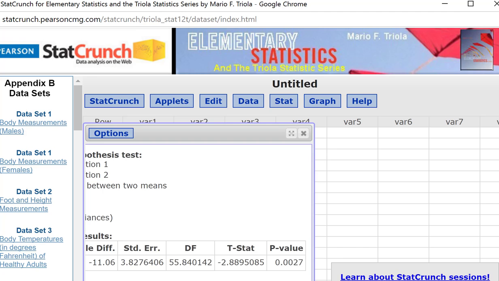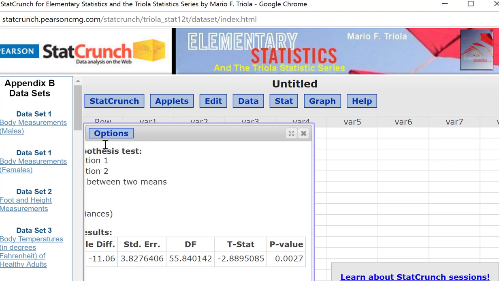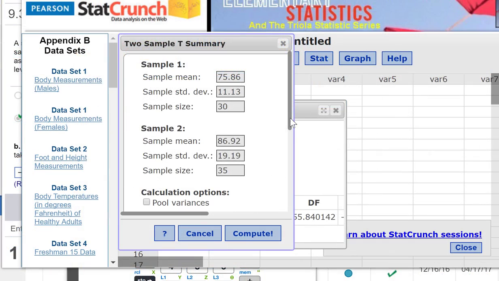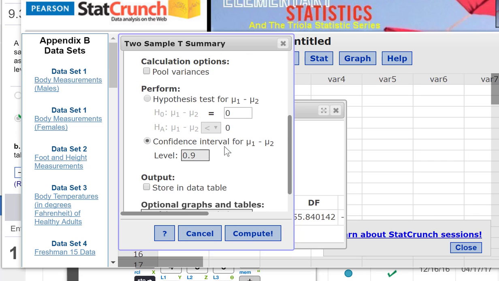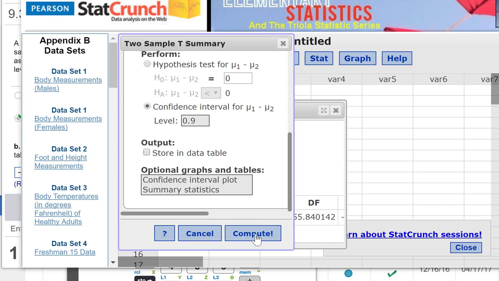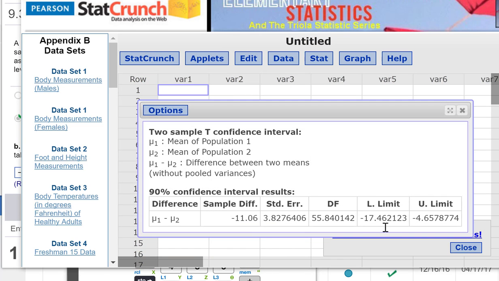Once we run this, we can go into Options, Edit. When I go into Edit and choose confidence interval, because it's a one-sided test with alpha 0.05, I need to double that alpha. So the confidence level, instead of being 95, is going to be 90. So we're going to do a 90% confidence level and press compute. I get a lower limit of negative 17.462, an upper limit of negative 4.658.